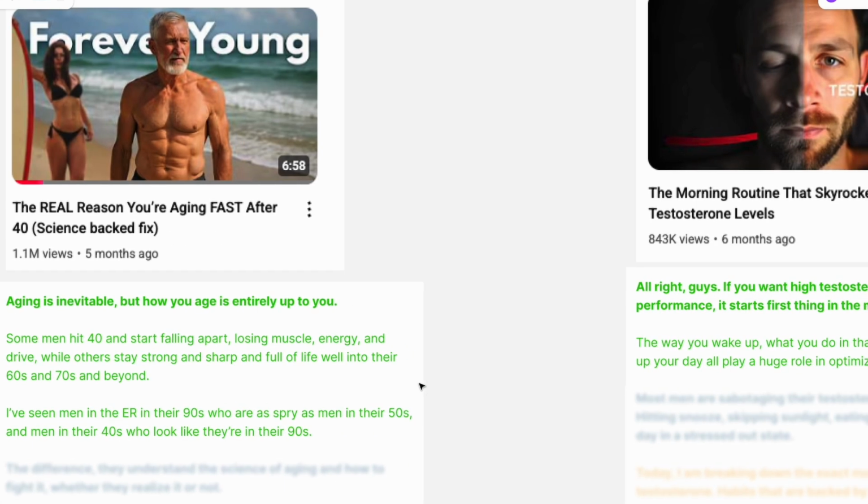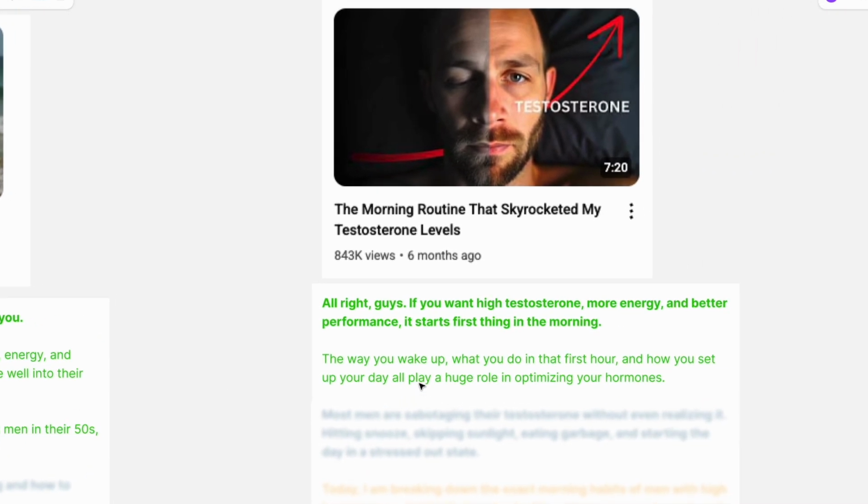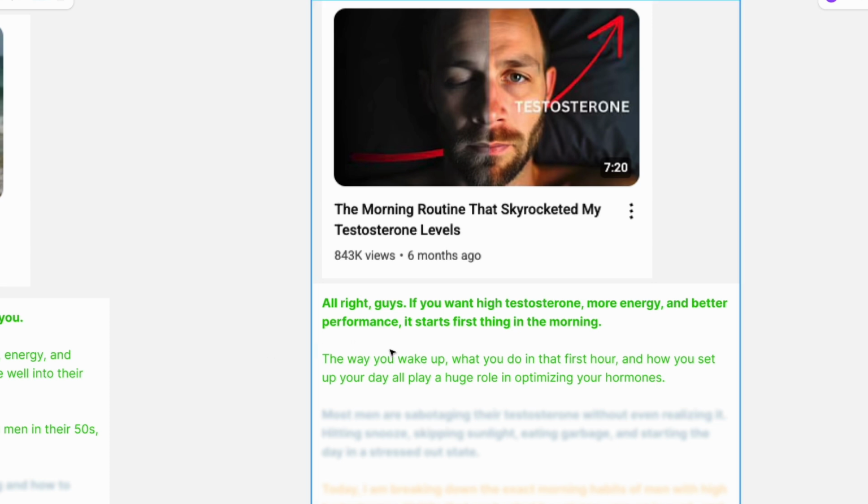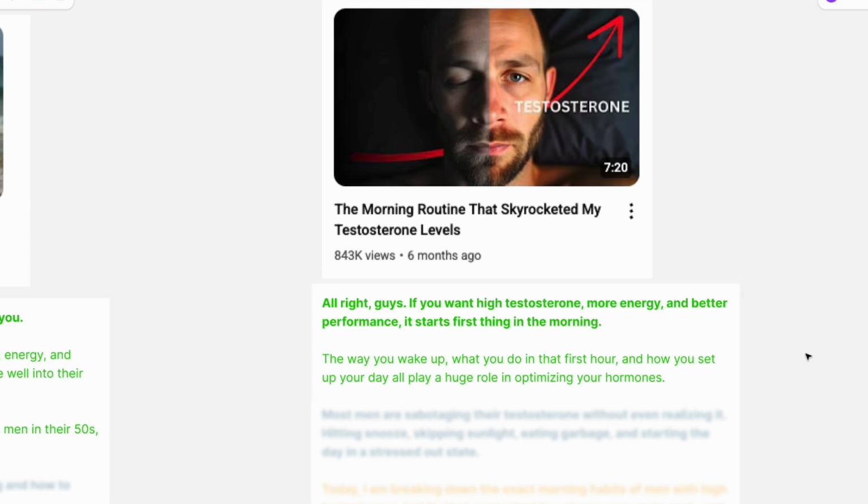And the next example, same thing. The morning routine that skyrocketed my testosterone levels. The first line goes, all right guys, if you want high testosterone, more energy, and better performance, it starts first thing in the morning. The way you wake up, what you do in that first hour, and how you set up your day all play a huge role in optimizing your hormones.